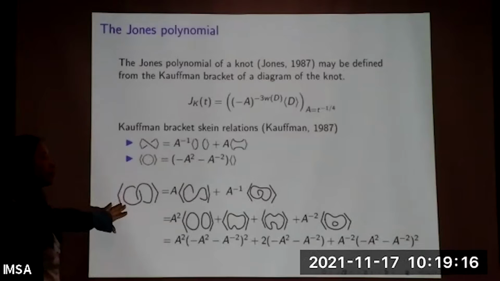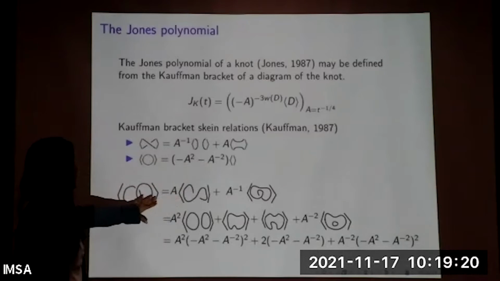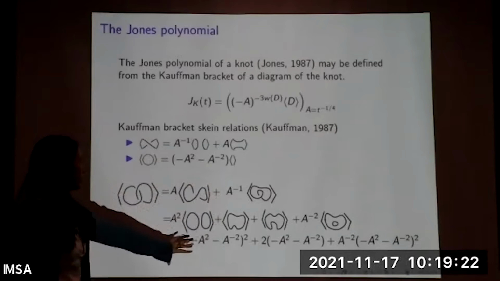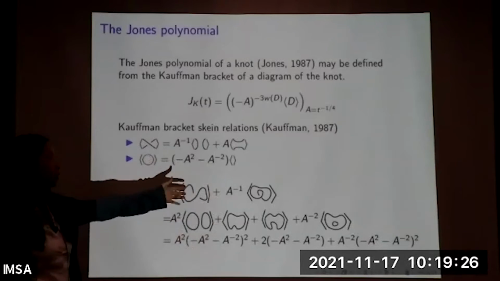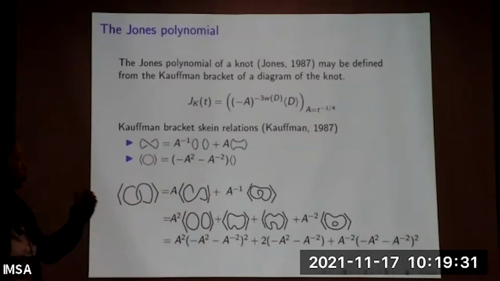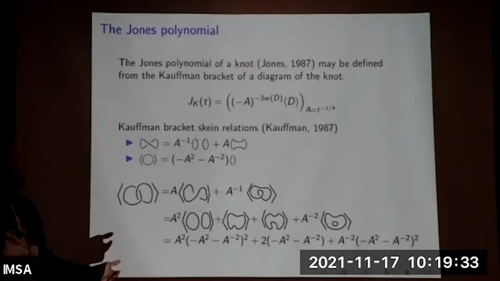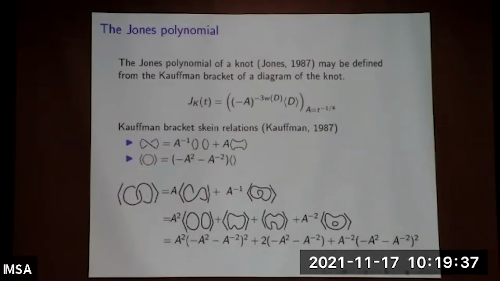So I'm showing here an example of the Kauffman bracket. You can go ahead and resolve and get rid of all the constants, so you just get a bunch of circles, and a circle corresponds to negative A squared minus A to the minus 2. When you add all of this together you get the Laurent polynomial in A, and then if you substitute t to the negative 1 over 4 for A, you recover the Jones polynomial.